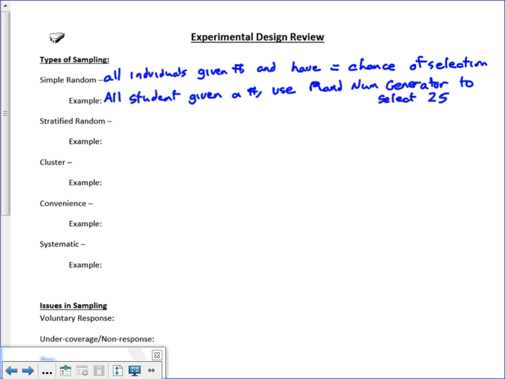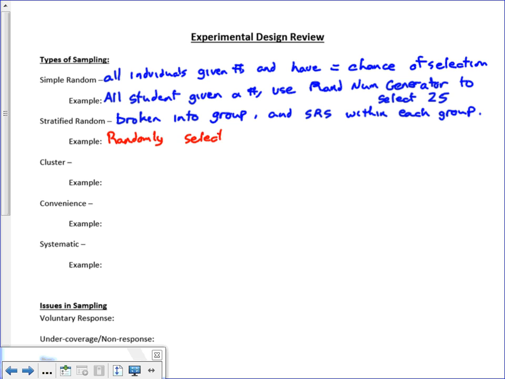A stratified random, we'd be broken into some group. There's some defining characteristic about the group, and you take a simple random sample within each group. So a good example at a school, we'd randomly select, we'd break it up by class, 20 freshmen, 20 sophomores, 20 juniors, maybe to take some type of survey for us.